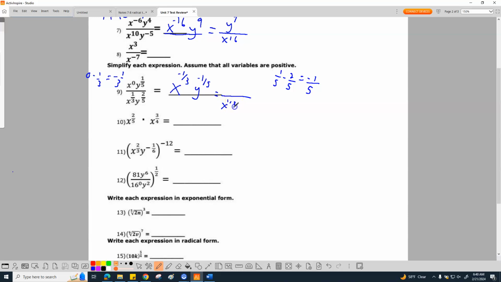x to the 1/3, and then y to the 1/5. And there's nothing on top. So if there's nothing on top, there's going to be a 1. So that's how you do that one.